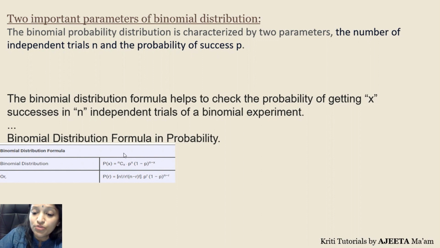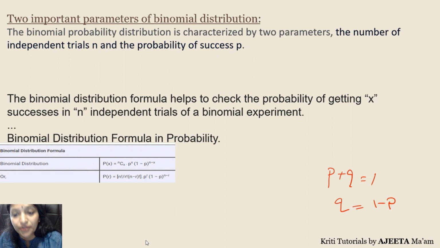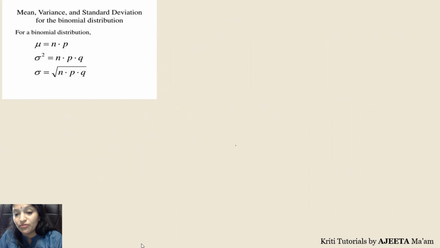Now the binomial distribution formula that we have is nCr P raised to r into Q raised to n minus r, where P and Q have the relation P plus Q is always 1. So Q is 1 minus P. Q is the probability of failure and P is the probability of success. Correct? This relation is very important here. You'll be using it a lot for mean and variance.